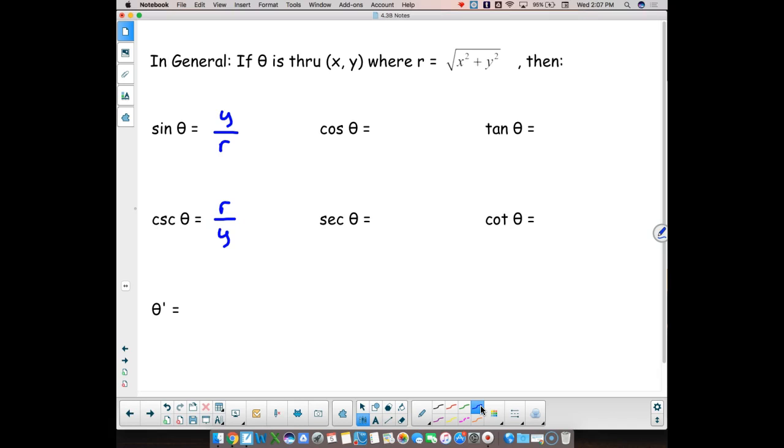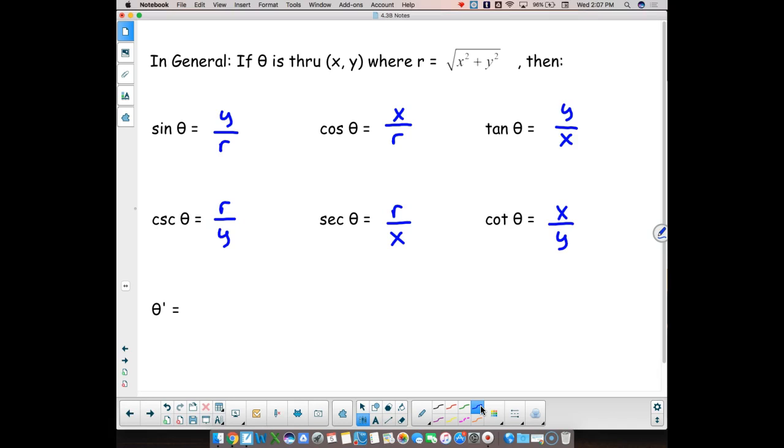Okay. Cosine we said was x over r. Secant was r over x. Tangent we said was y over x. And cotangent was x over y. And we liked those two because those used the points. Everything else we had to find what that r value was, what our radius was.